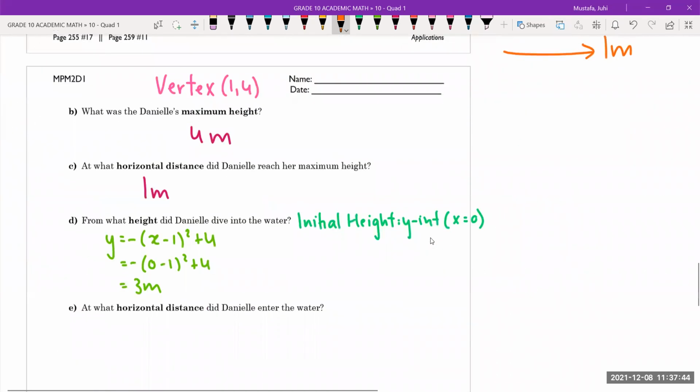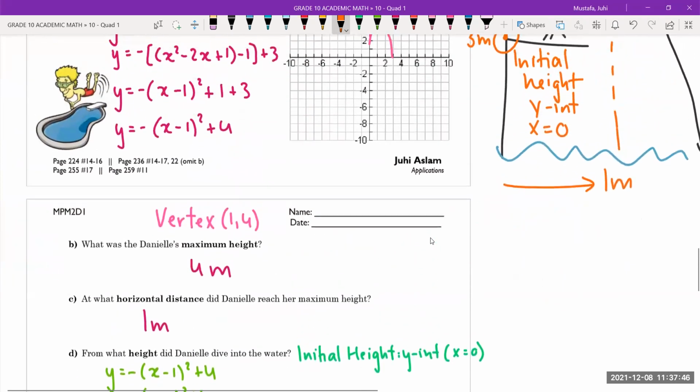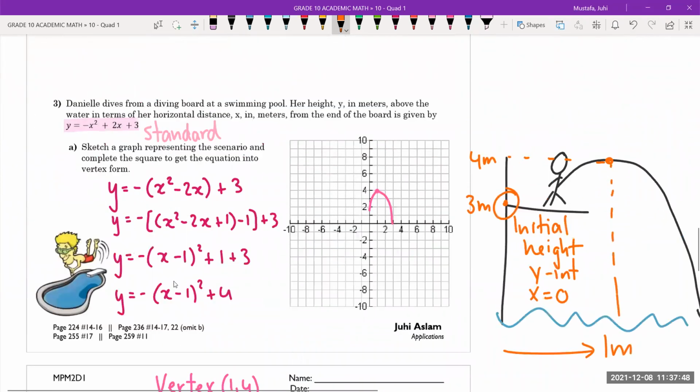All right, now I'm going to show you guys something kind of cool. You know how we figured out our initial height using this equation? What if we use the original equation?